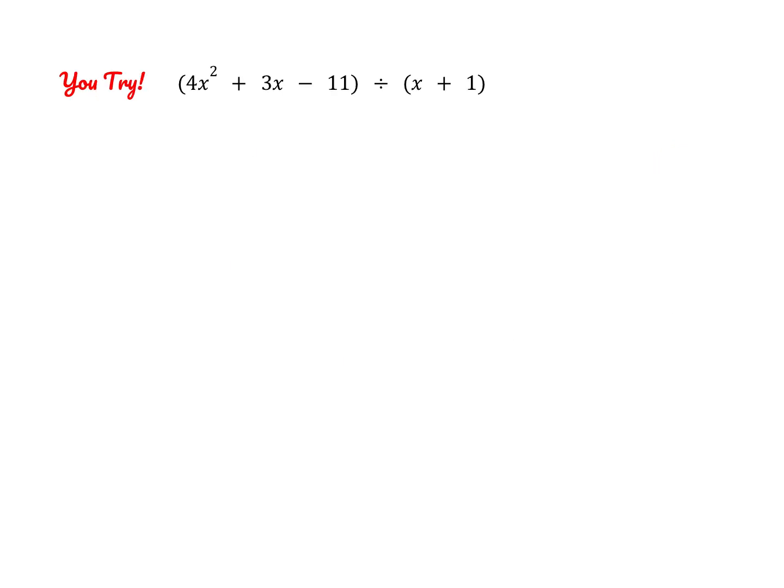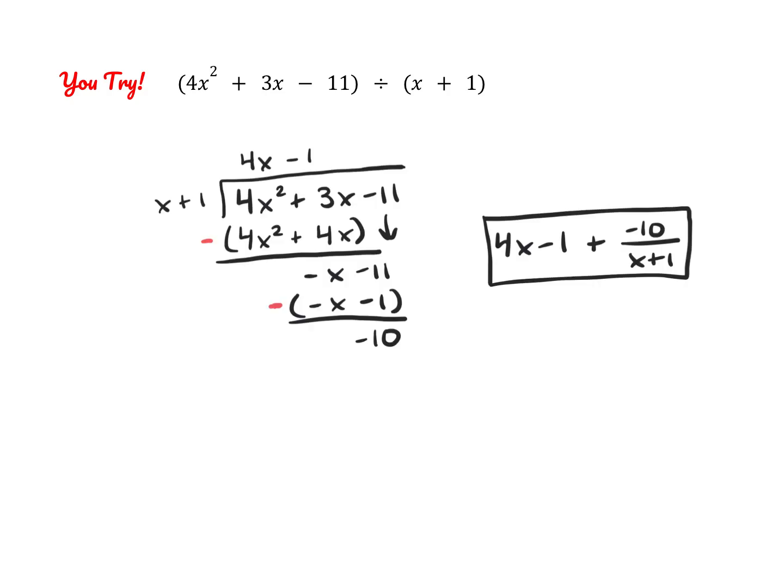All right, at this point, I'm going to ask you to pause the video and give one of these a try on your own. All right, go ahead and check your work here. I'd say the 2 steps to watch out for would be this subtraction step here, 3x minus 4x. This division step, negative x divided by x is negative 1. And then again, this subtraction step, negative 11 minus negative 1 is negative 10. So just be very careful when you get to the subtraction step of your process.